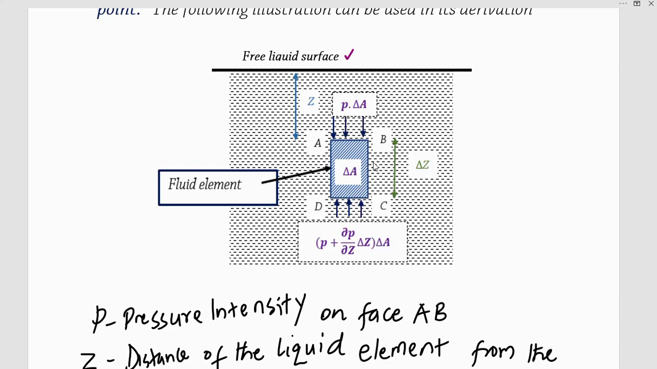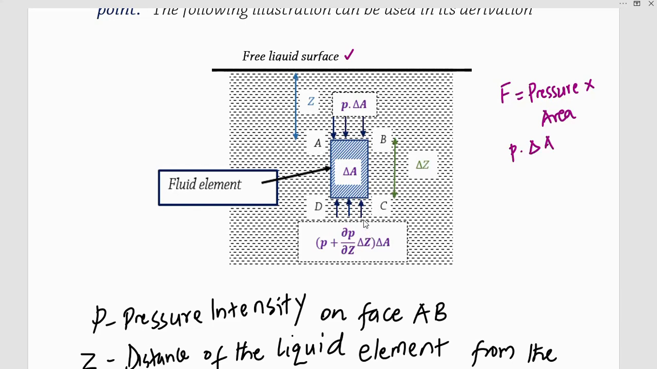At equilibrium, in the horizontal direction all forces are equal and they cancel each other. In the vertical direction, there is the same pressure acting on face AB. The force as a result of that pressure is force equal to pressure times area. Since the pressure is small p and the cross-sectional area is delta A, the force acting here will be p times delta A.